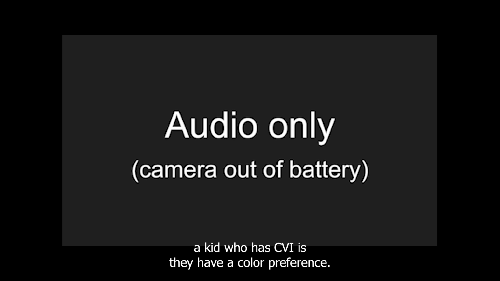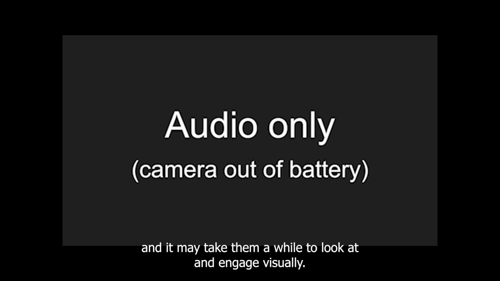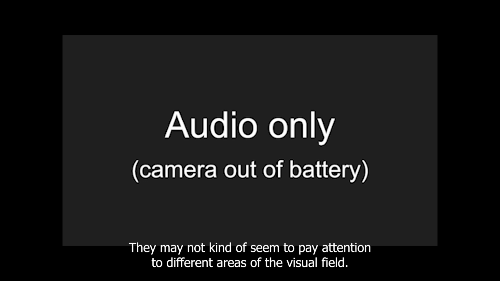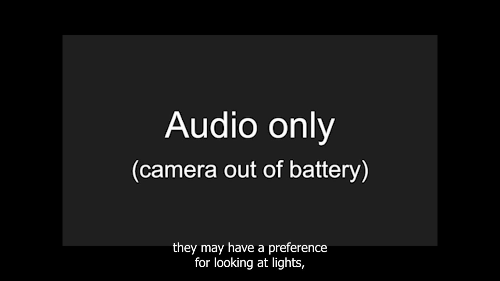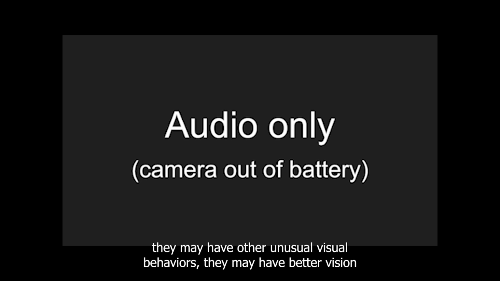Okay, so some features that you may notice about a kid with CVI is they may have a color preference in order for them to engage with looking. You may present something visual, it may take them a while to look at and engage visually. They may not seem to pay attention to different areas of that visual field. They may have difficulty with new items. They may have a preference for looking at lights. They may have other unusual visual behaviors.